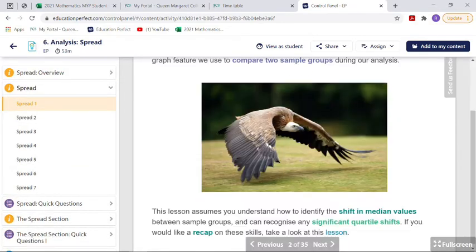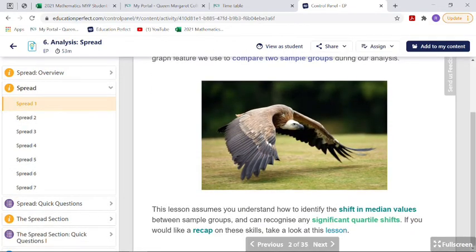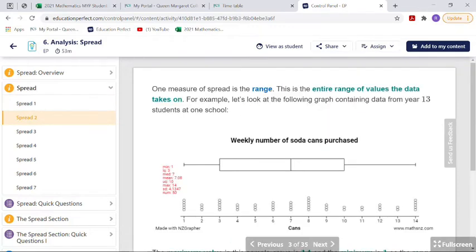Okay, so again, spread is just another way of being able to describe what you're seeing in your data, right? And the last one we talked about was shift, and specifically shift in your median values and any significant quartile shifts. So go back and look at that if you haven't already. We had some homework there yesterday. So what we're going to do today is we're going to look at spread.